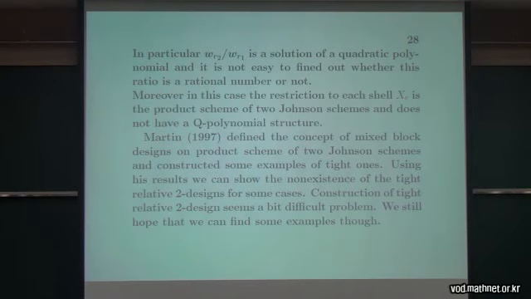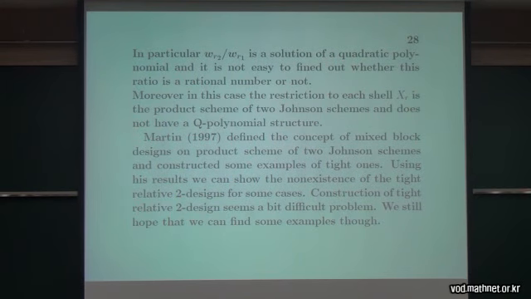How do you define the product of two Johnson schemes? Just some product? Yeah, the usual tensor product.